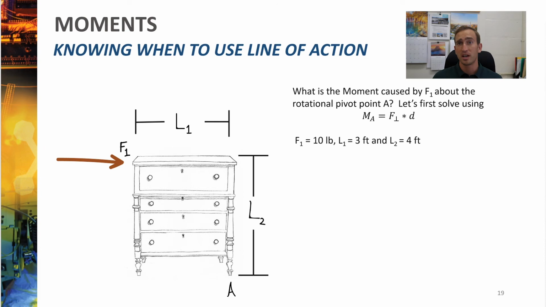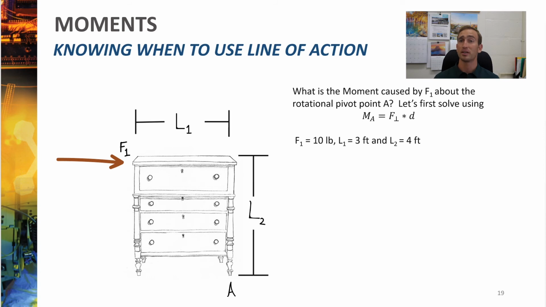Now that I've shown you that example with the ladder, it's very important, as I was saying, to know when to use the line of action methodology, because it's not always the best. Here's a great example of when you should use it. When you have a force that's already in the XY plane, but the moment arm is not, it's very useful to use line of action.